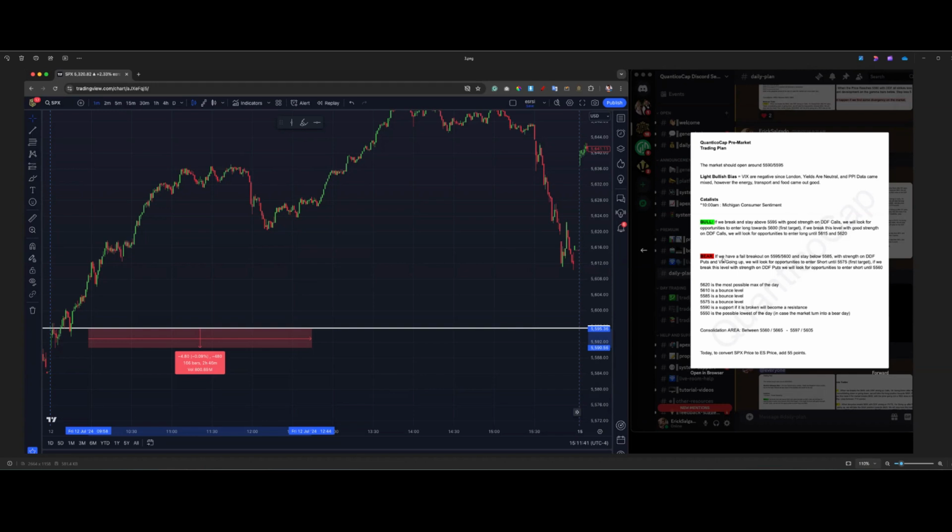The bearish side is if we have a failed breakout at 5595 or 5600 and we stay below 5585, then we'll look for opportunities to enter short until 5575. And if we break this level, we'll look for opportunities to enter short until 5560. All right, sounds good. So if we have a failed breakout again, then we will look for shorts until basically 5560. Sounds good. Let's see what actually happened during the market.